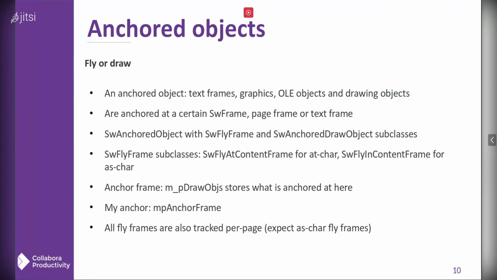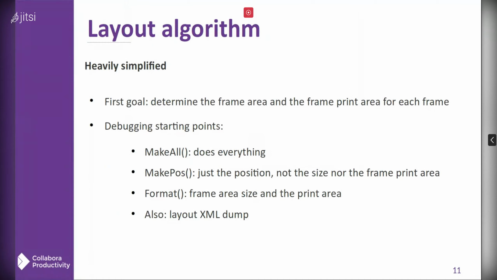Then perhaps let's look at, at a very high level, what the layout algorithm does. There are these famous bug reports on the layout never ending, and then we have these layout loops, and those are almost never straightforward to figure out how to fix. But the layout does something. So what does it do? The first goal is to make sure that you can determine the frame area and the frame print area for all the frames in the layout. Once you have that, then you have some idea where to paint the content of those frames, and that's how you roughly try to paint the document.